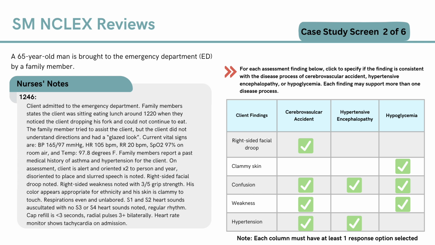Let's review our answers here. So a right-sided facial droop and weakness would definitely heighten our suspicion for a stroke, especially with our client's increased blood pressure. Clammy skin is a common finding of hypoglycemia. Think cold and clammy, need some candy. Now, confusion could be related to all 3, right? Weakness could be seen within both hypoglycemia as well as a stroke. And lastly, hypertension could be seen with that stroke as previously mentioned, as well as that hypertensive encephalopathy.